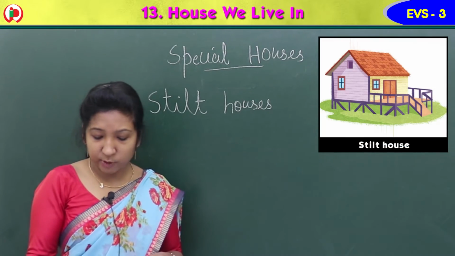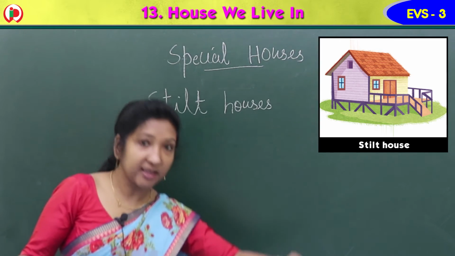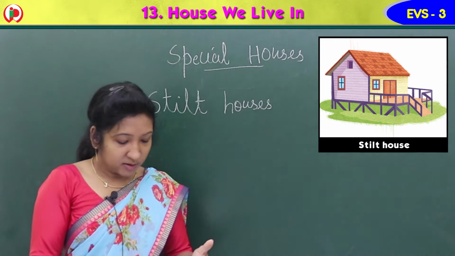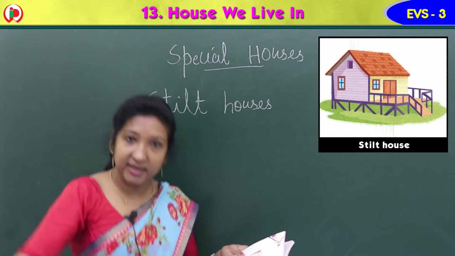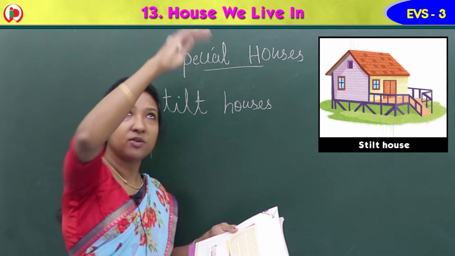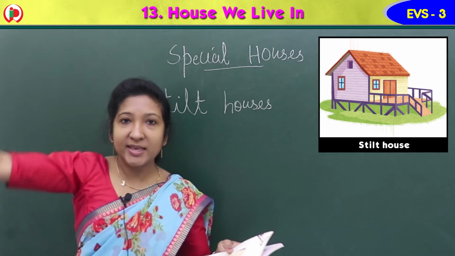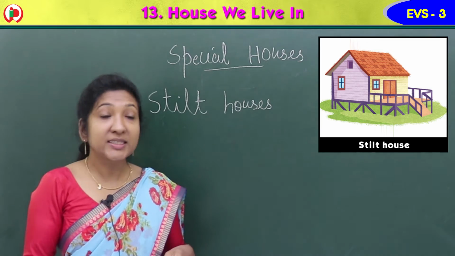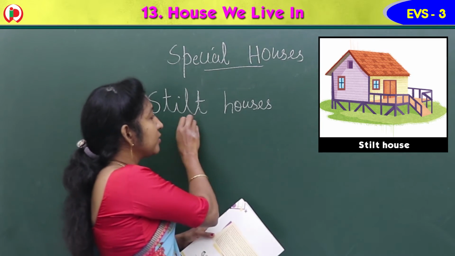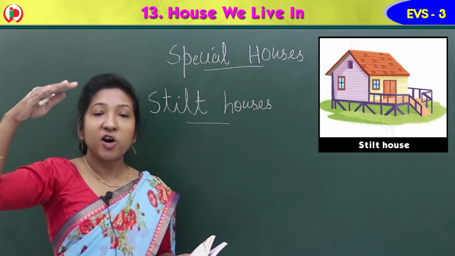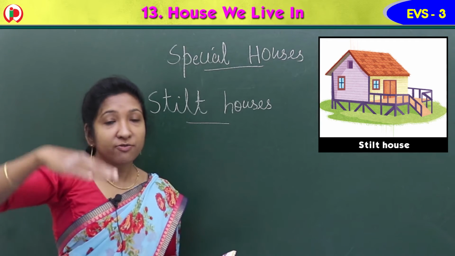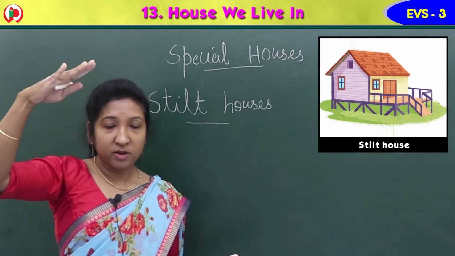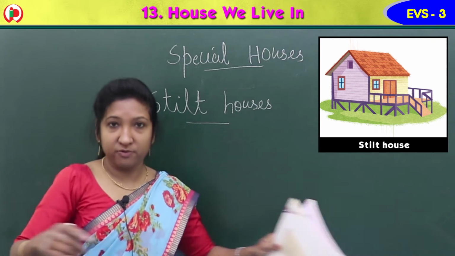The roofs of these houses are slanting, like this. See the image? See the roof? It is slanting like this, isn't it? So rainwater slides down easily. If heavy rain comes also, rainwater will flow easily through this slanting surface. Okay. So stilt houses are built on stilts or poles, above the ground. Height will be there from the ground, and with a slanting roof.